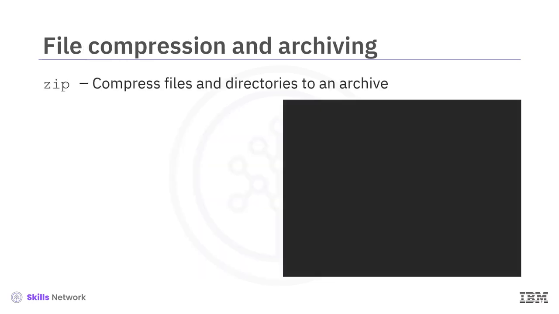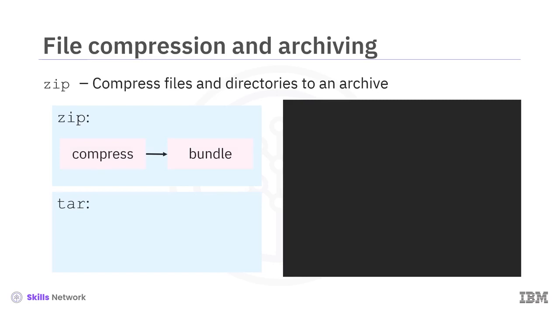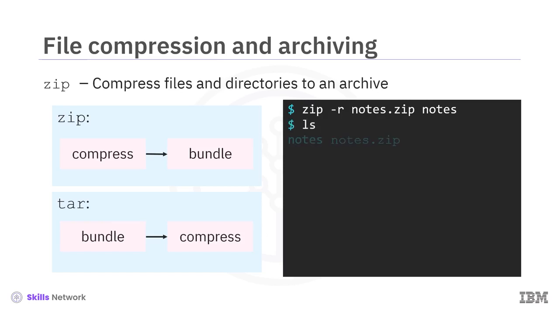You can use the zip command to compress files and directories and package them into a single archive. Notice the order of operations that zip implements. Zip compresses files prior to bundling them, whereas tar, with the -z option, achieves compression by applying gzip on the entire tarball, but only after bundling it. To compress your notes directory and package it to a zip file, enter zip -r notes.zip notes. And after entering ls, you can see that the notes.zip archive has been created.